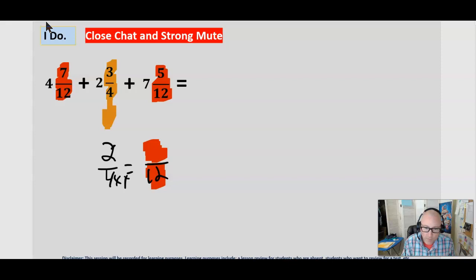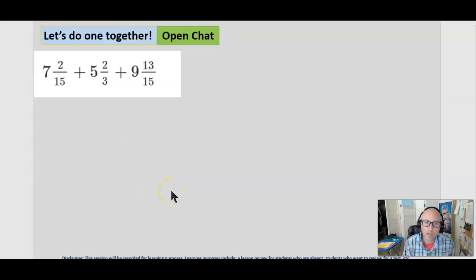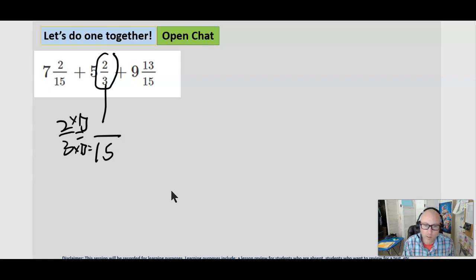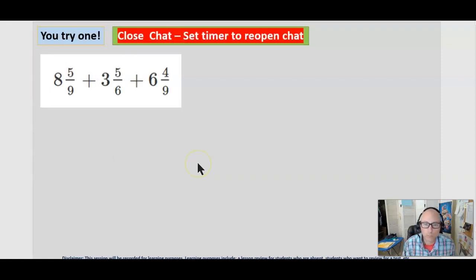4 times something equals 12. 2 times that same number equals whatever it is on top. Put it all together. You guys got that. Same thing here. Just turn this into 15ths. 2/3 equals how many 15ths? What do you multiply 3 by to get 15? Do the same thing up here, and then you'll get this new fruit. New fruit! Fruit Loops.